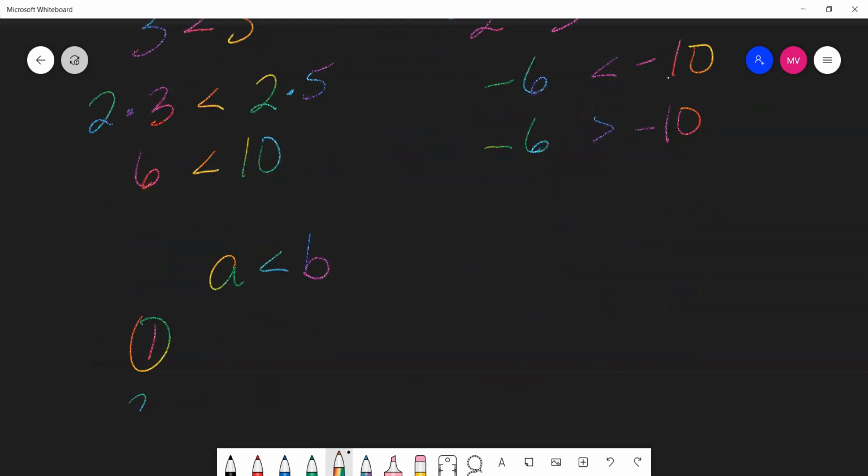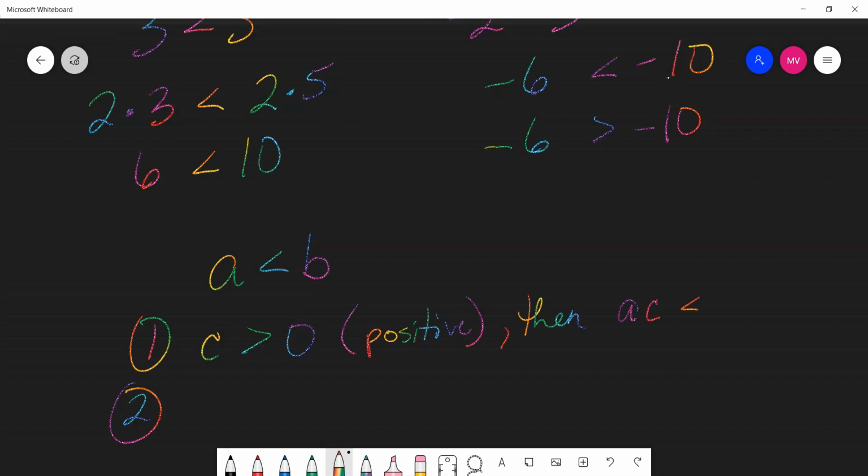And then you have your if-then statement. So if C is greater than 0, AKA positive, then A times C is still less than B times C. But if C is less than 0, which means it's a negative number, then A times C is greater than B times C.